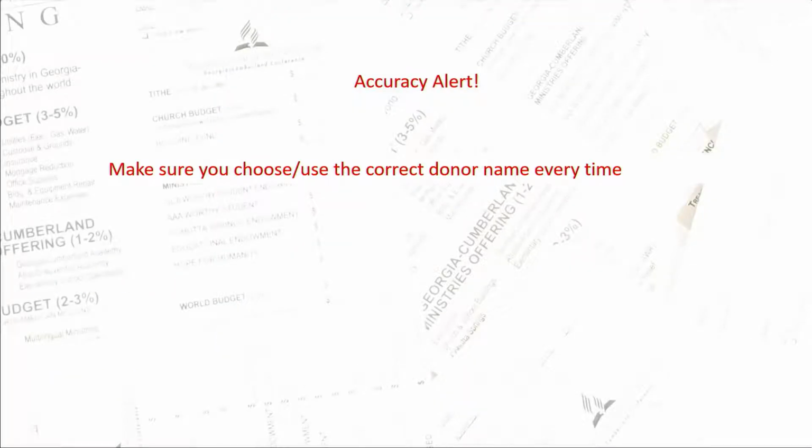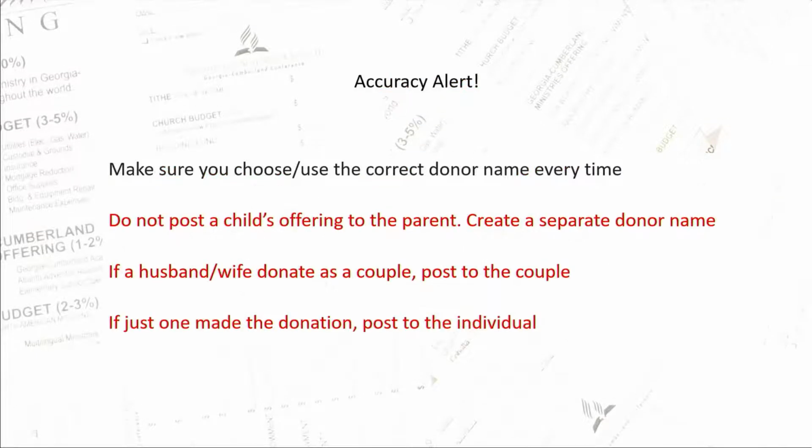Now, accuracy in mapping donors is very important. If there are multiple donors with the same last name, make sure you map to the correct donor, because all donations from this particular donor will be posted from now on to the donor name that you are right now choosing. Don't map a child to a parent. Each needs their own Jewel account.